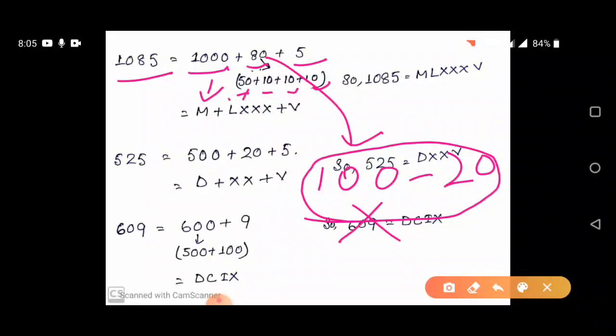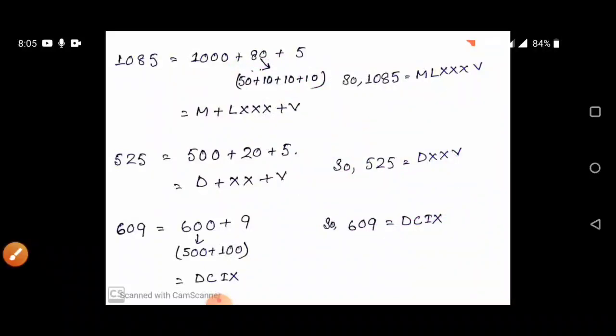So for 50 it is L and for 3 tens we have to write X, X, X. For 5 we have to write this V. So the answer will be M, L, X, X, X, V.